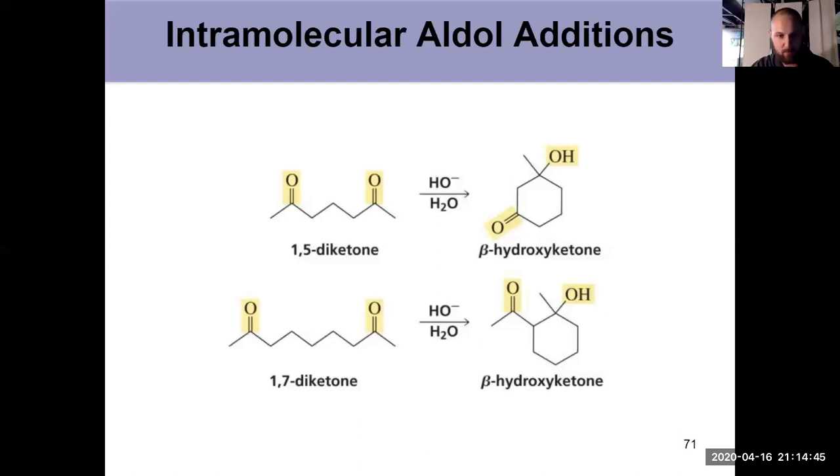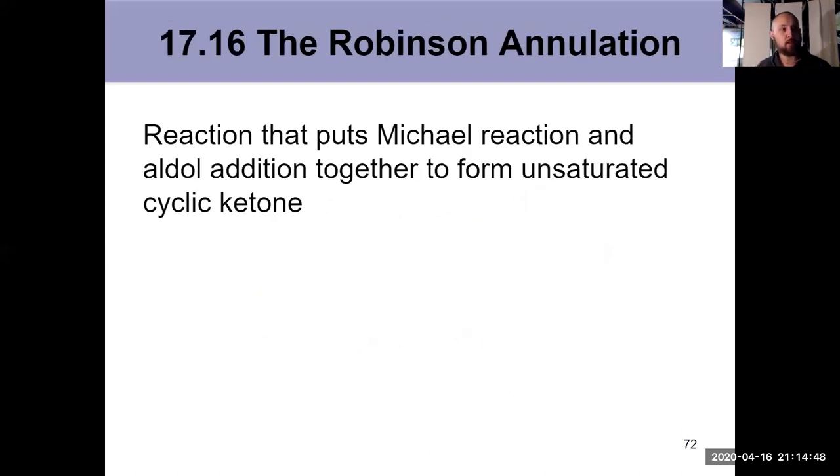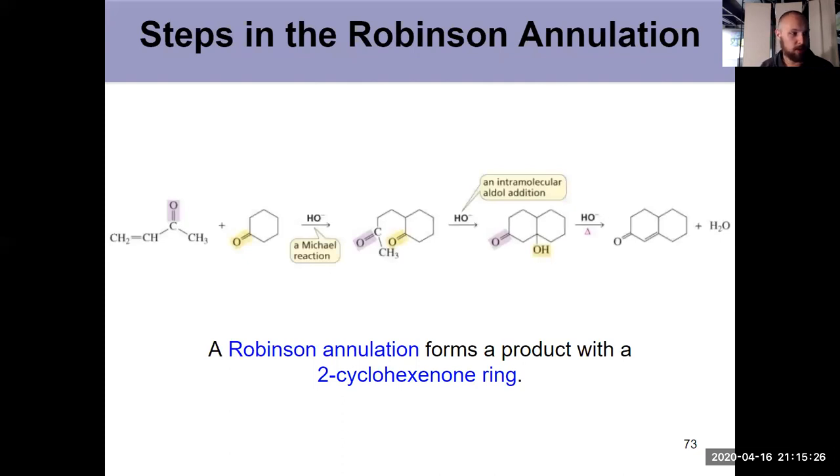We have one more named reaction from this chapter, which is known as the Robinson annulation. What the Robinson annulation does is take our Michael reaction and our Aldol addition together to make an unsaturated cyclic ketone, specifically an alpha beta unsaturated cyclic ketone. And it's a famous reaction because it's ring forming, and that has really useful synthetic applications. We've talked about the challenge of forming carbon-carbon bonds, but forming carbon-carbon bonds and a ring has its own useful niche.